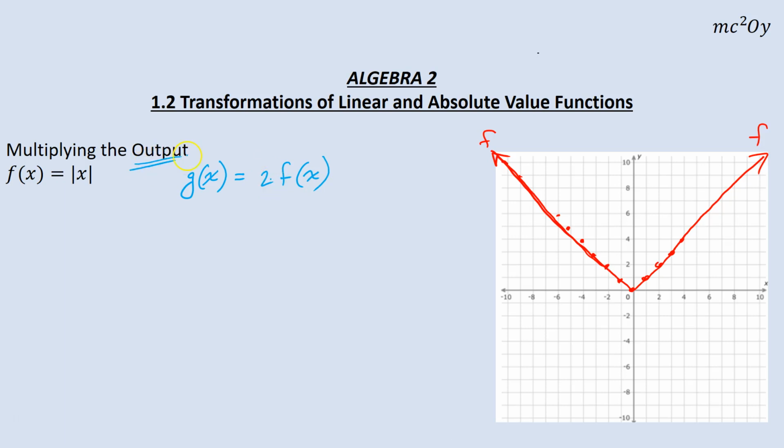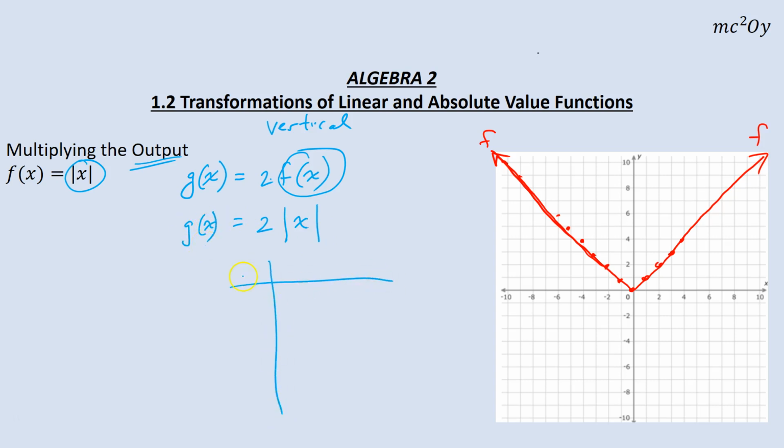Output is going to affect it vertically, so we automatically know this is a vertical change. It's going to change our graph vertically. And look, if we were to plug in what f of x is, f of x happens to be absolute value of x, so it just means we have 2 times absolute value of x. That's equal to g of x. And so if I'm going to graph this, I have x, I have 0, I have 1, I have 2, I have -1, and I have -2.